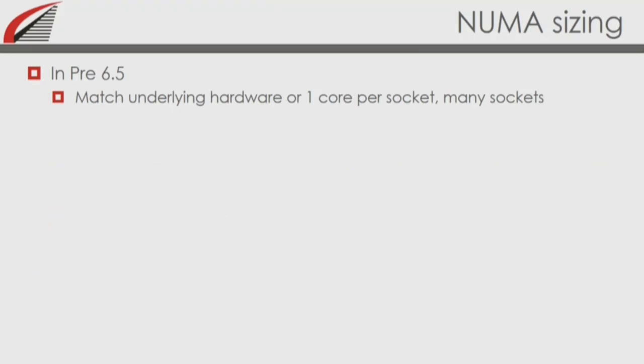NUMA sizing. We already talked about NUMA a little bit. This is from the CPU perspective. Pre 6.5, you needed to match the underlying hardware. If it's a 2-socket box, you can do 2 sockets, X amount of cores per socket, or you did 1 core per socket with many sockets, and VMware would automatically size it for you. So basically, if you happen to have a 16 vCPU machine, and it's on a 2-socket box, it would automatically create 2 NUMA nodes at 8 each. Or you went 2 by 8. Or you would basically go 16 by 1. But it caused lots of confusion.